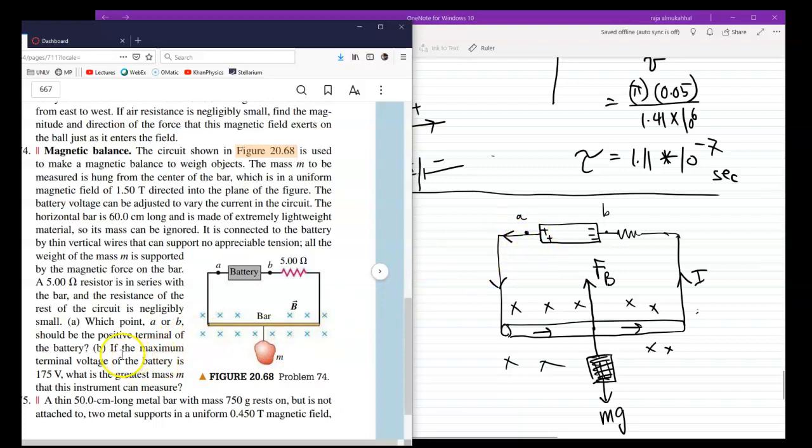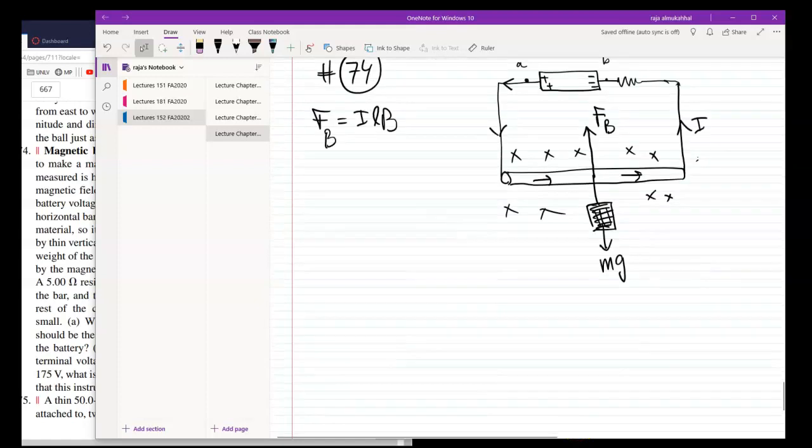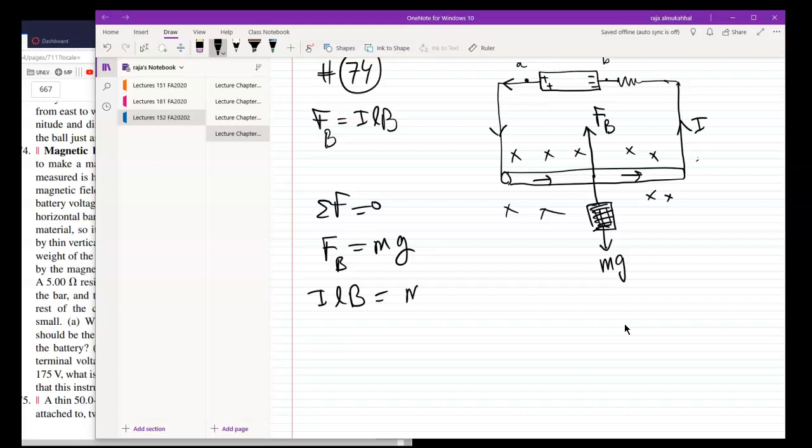Make sense? The second part, he said, if the maximum terminal voltage on the battery is 175, that's the maximum voltage there, what's the greatest mass that you can measure? Basically what he's asking for is to balance the magnetic force with the weight. Just make them equal. Have you noticed that you always make things equal? So the sum of the forces equals 0. In this case, F sub B is equal to mg. So that's ILB equals mg.